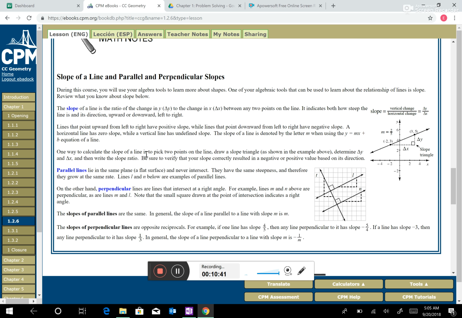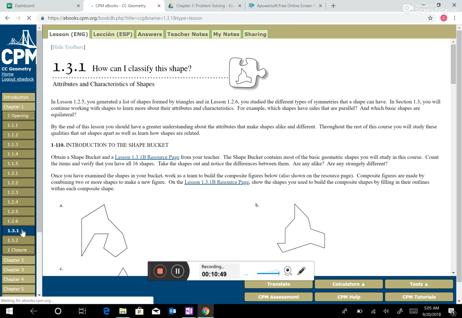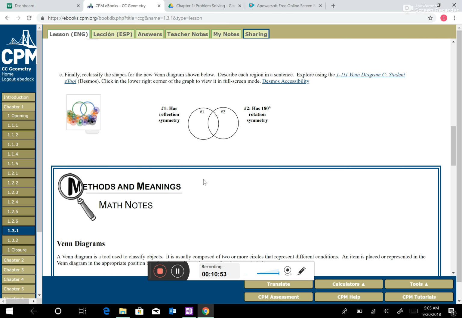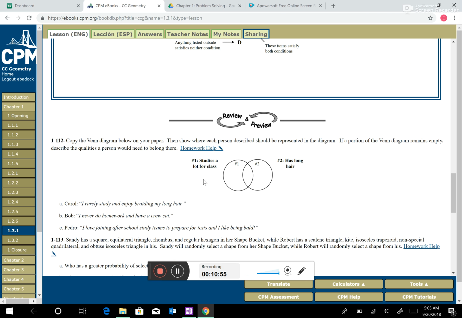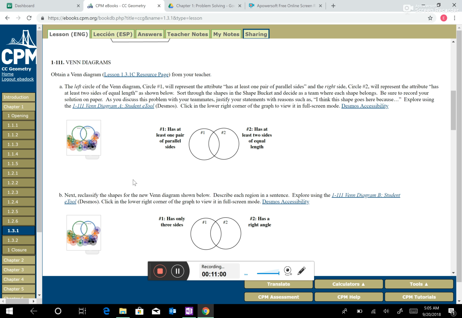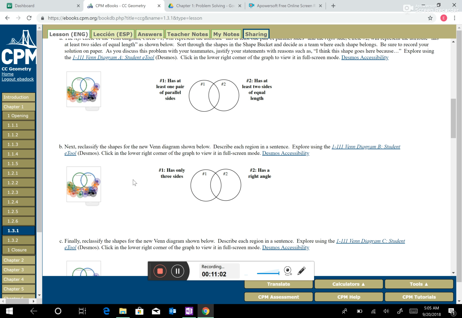And then here, again, it talks about slopes of parallel and perpendicular lines. So if you guys need a refresher on that, it is in section 1.2.6. Then we have 1.3.1, which was just our shape bucket. So these are all of our Venn diagrams and our shape buckets and understanding what shapes have in common, what they have different. Remember, some of us were still getting confused in our Venn diagrams on the last exit ticket.